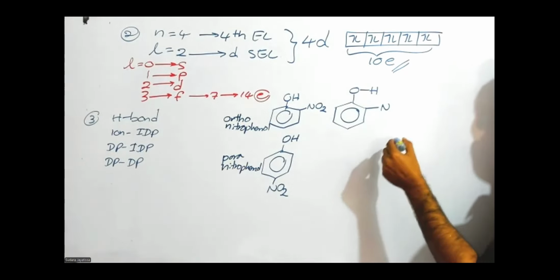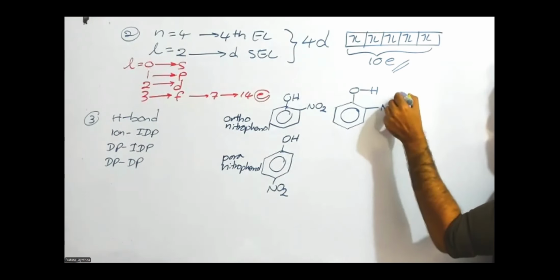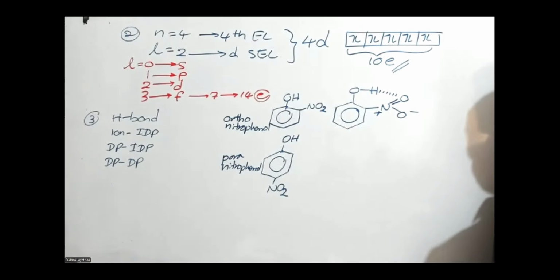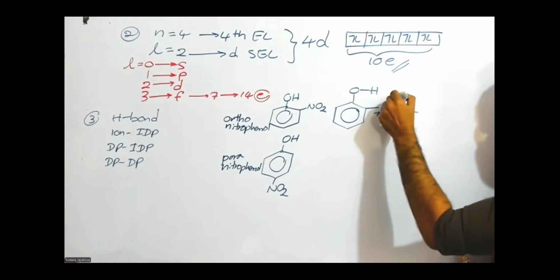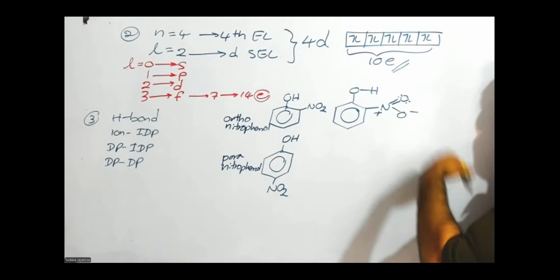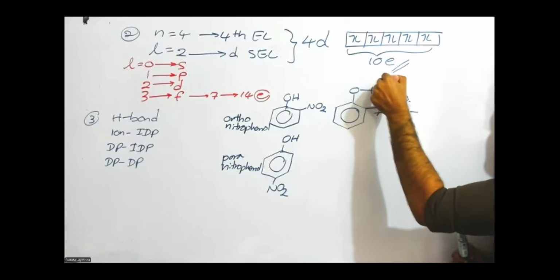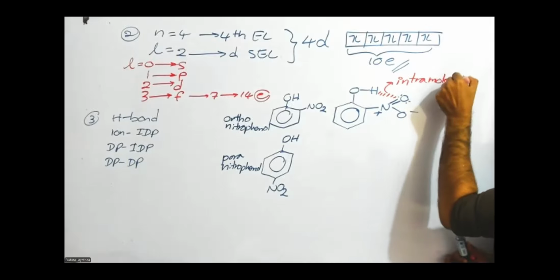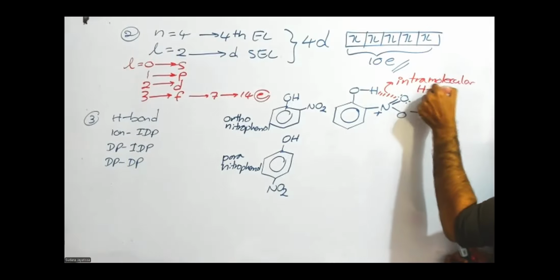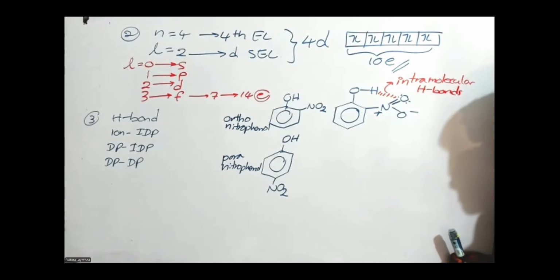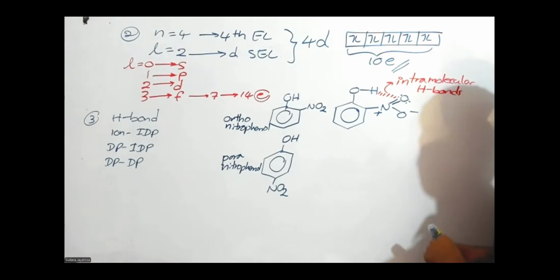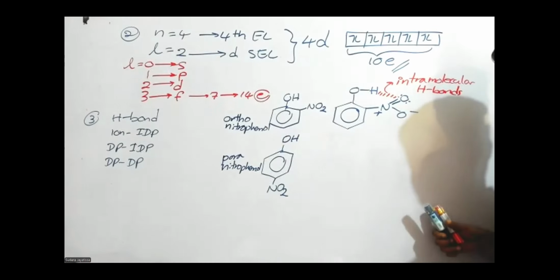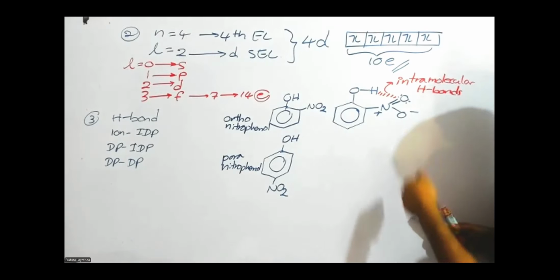So then orthonitrophenol, the special thing is within the molecule, they can make hydrogen bonds. So we call this one intramolecular H bonds. Okay. And then there is a chance of making between two molecules also. Right? But mainly it occurs within the molecule.